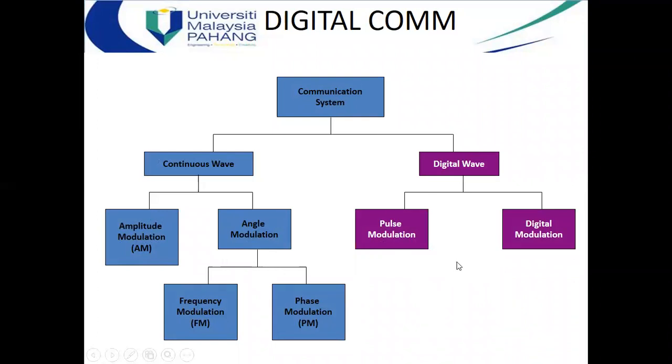And on the right side, the digital modulation using digital waves or signals, that is the focus of our lesson. Now, there are two types in digital modulation: pulse modulation and digital modulation. Pulse modulation is actually pre-processing the signal before or prior to doing digital modulation. This is in the amplitude domain.